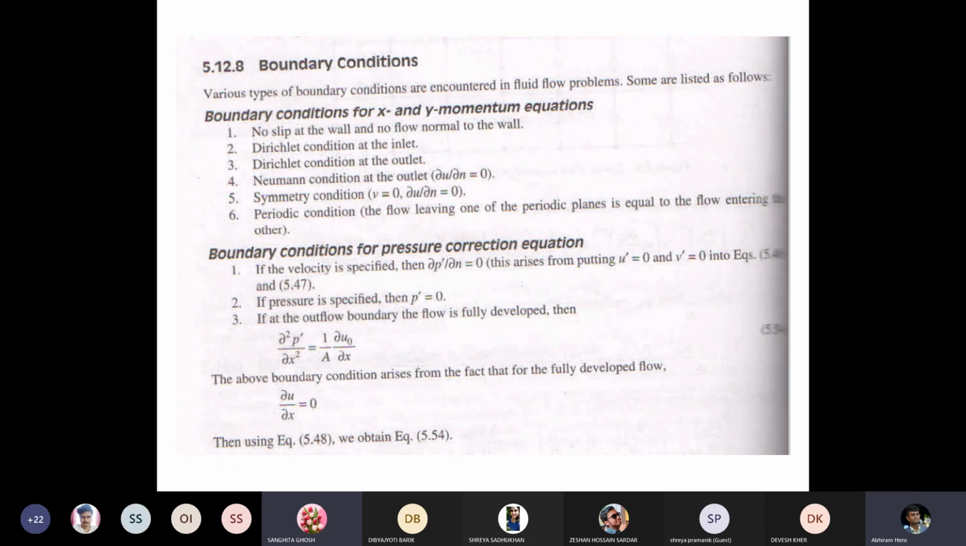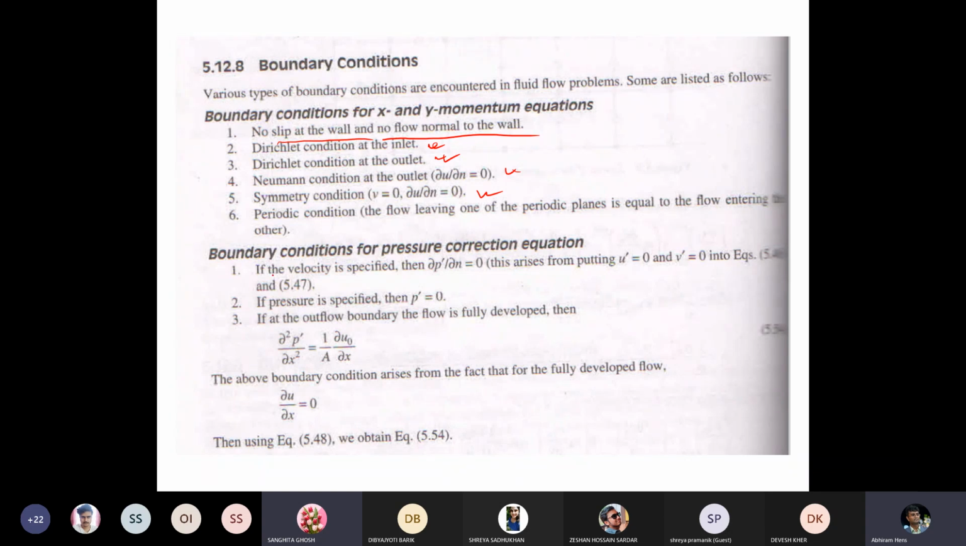Now you have to apply the proper boundary conditions. As you know, boundary conditions are important. You can apply the no slip boundary condition at the wall and no flow normal to the wall. Then Dirichlet condition at the inlet, and Neumann condition at the outlet. So these are different varieties of boundary conditions. We have already explained all these things, that is, how to give the boundary condition.